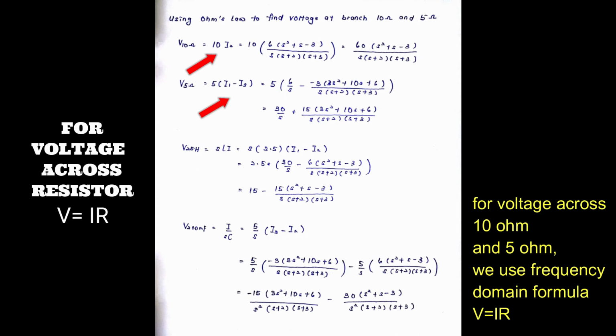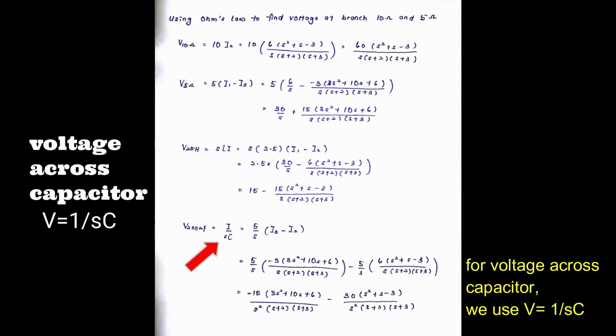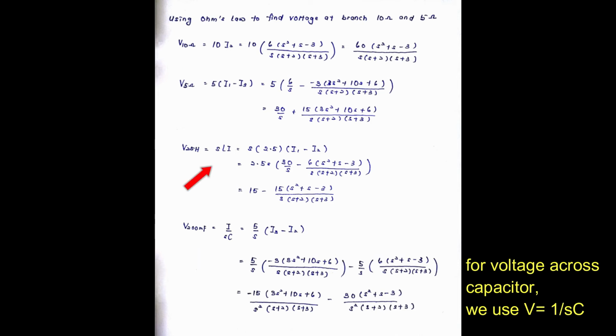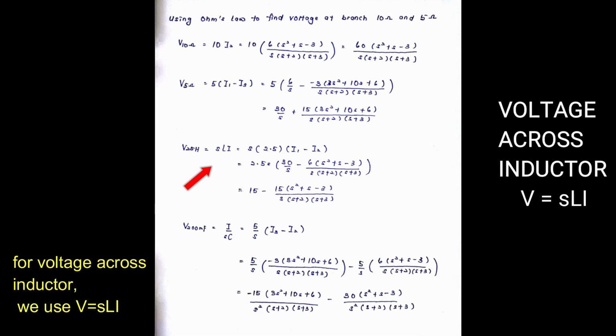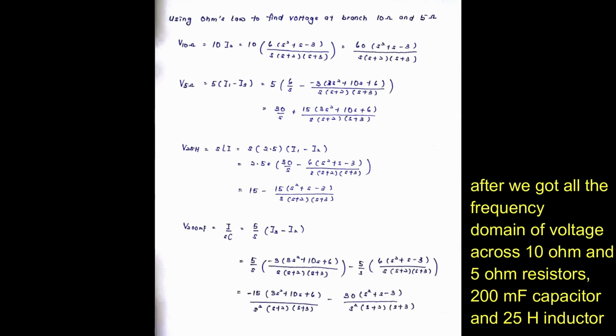From the frequency domain of I1, I2 and I3, we can get the frequency domain of the voltage across the resistors of 5 ohm and 10 ohm, the capacitor of 200 millifarad and the inductor of 25 Henry. For the voltage across the 10 ohm and 5 ohm resistors, we use the frequency domain formula V equals IR. For the voltage across the capacitor, we use V equals I over SC, and for the voltage across the inductor, we use V equals SLI.